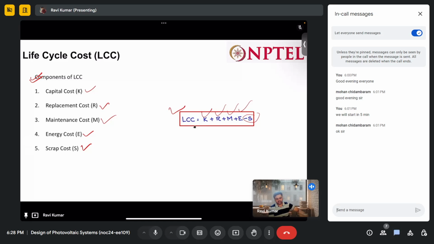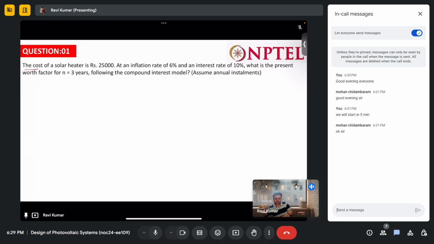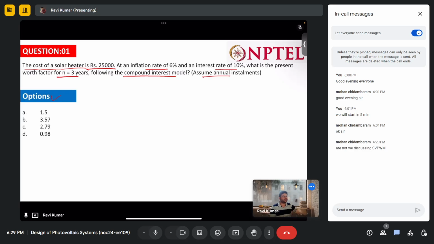The first question says the cost of a solar heater is 25,000 rupees. Inflation rate is 6%, interest rate is 10%. What is the present worth factor for n equals 3 years? Following the compound interest model, and assume installments are annual. These are the options.